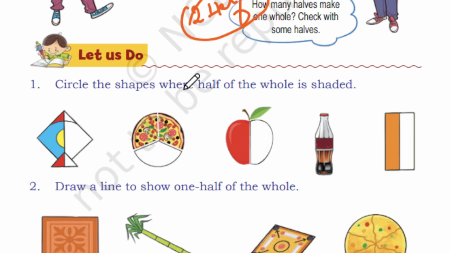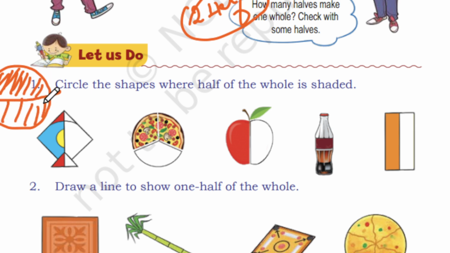Circle the shapes where half of the whole is shaded. So we need to circle the shape where half of the whole is shaded. So this is the whole, and half of the whole is this one. So half of the whole shaded means it should be shaded like this. Okay. So in case they are asking full whole is shaded, it means this is full whole shaded. Okay. Clear? So let's erase this out.